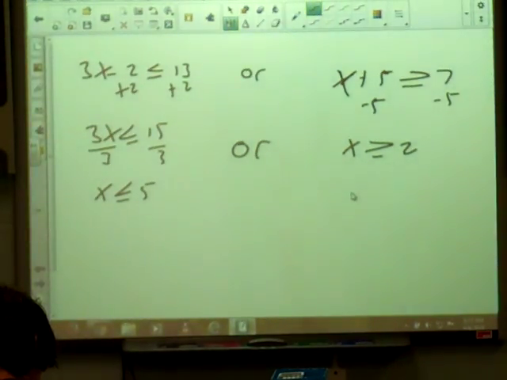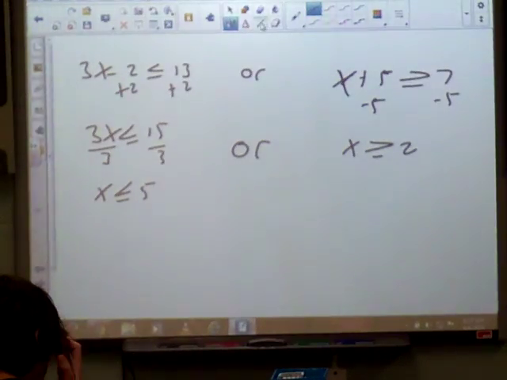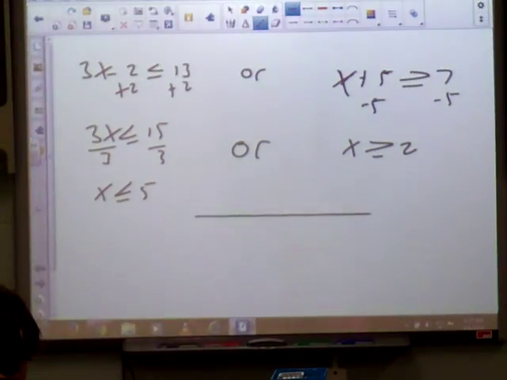Do what? This sign was different, wasn't it? I meant for it to be. Oh, okay, good. I was hoping I didn't mess up.